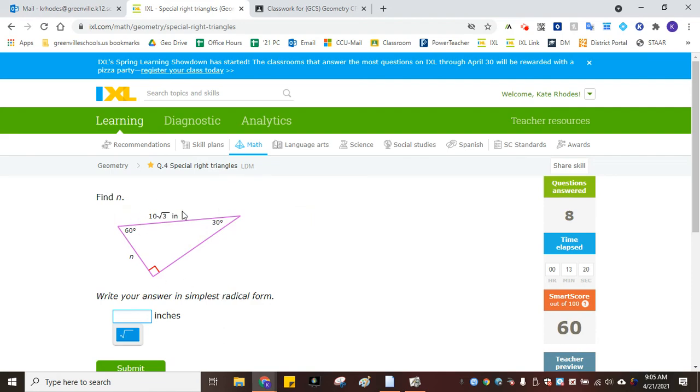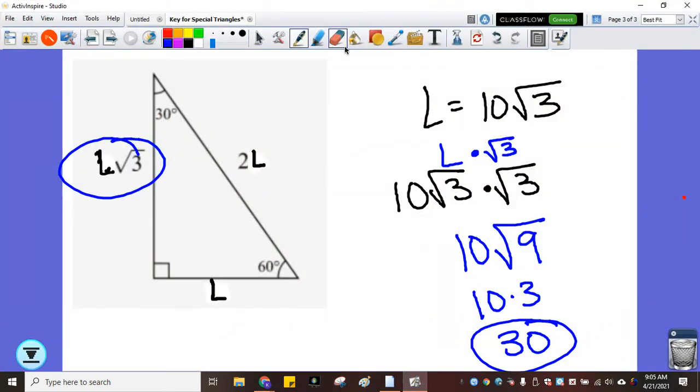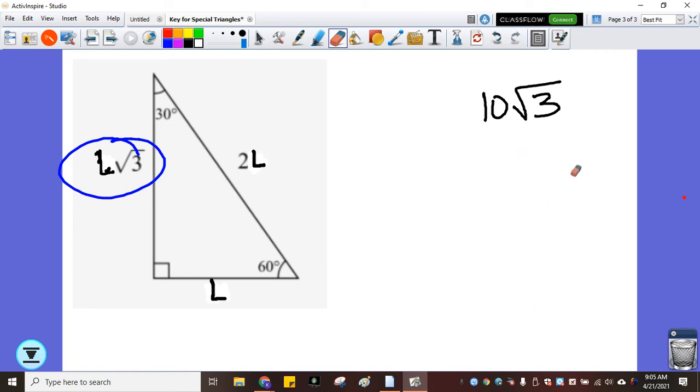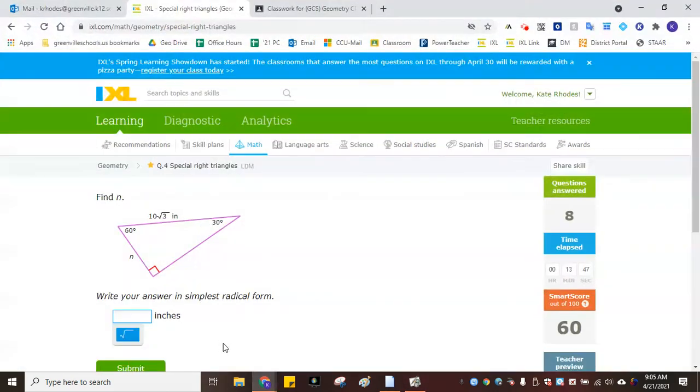All right. Our hypotenuse is 10 square root of 3. So now not our leg, our hypotenuse. Remember, hypotenuse is always the one across from your 90-degree angle. So 2L equals 10 square root of 3. Divide by 2, trying to solve for L. 5 square root of 3. So L is 5 square root of 3. Let's see what we're solving for. We are solving for the short side. Well, the short side is L. So this will just be 5 square root of 3.